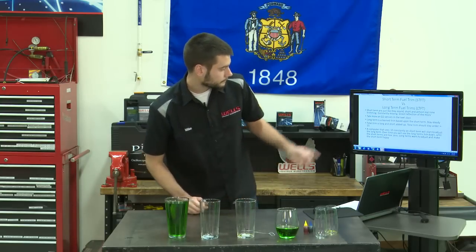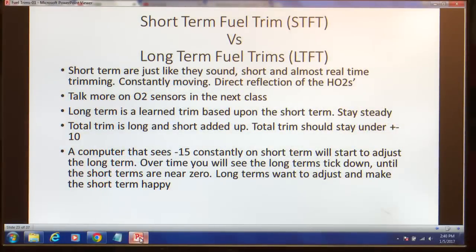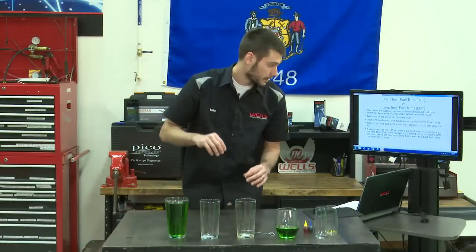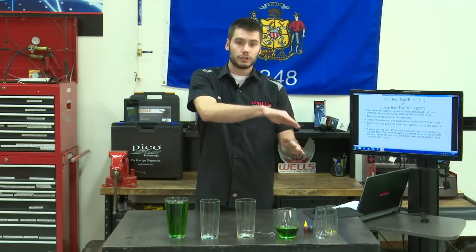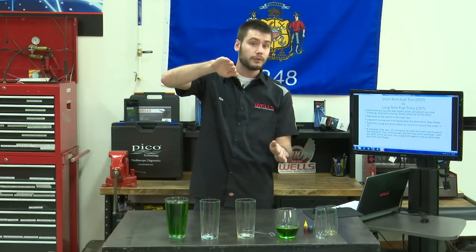So, another example. If a computer sees negative 15 constantly, so it's running rich, it wants to subtract fuel. Seeing negative 15 on your short-term fuel trims, it's going to start to bring those long terms down. As the long terms go down, the short terms should react and go the opposite direction, and they should start to climb up. Okay? So your short terms start to ratchet down, they hit maybe negative 15. Your short terms should be ratcheted back up probably right around 0.